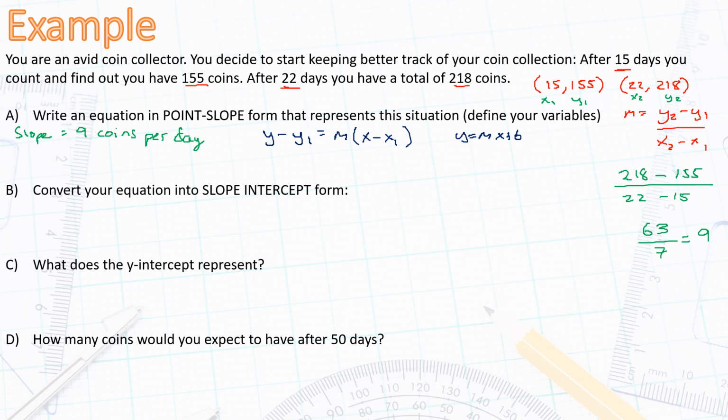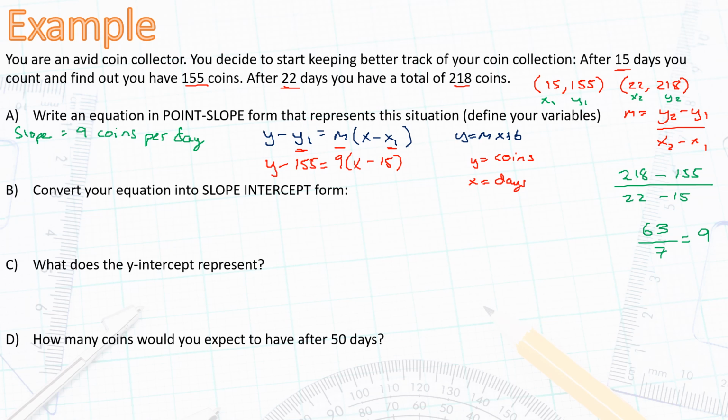All right, so we are going to sub into the point slope form for y1, slope, and x1. And it doesn't matter which of the coordinates you pick, you will get the same answer either way once we go to part B. For part A, it will vary depending on which one you pick. So I'm going to do 15 and 155. So y minus 155 equals 9 times x minus 15. So that's it, I'm done. Point slope form, done. Define your variables. So y equals coins, x equals days.